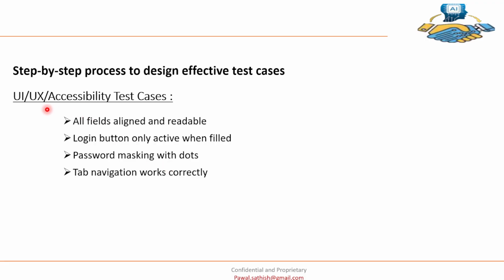Okay, then next we need to consider the testing type or test case type, that is usability or accessibility test cases. That is nothing but we need to check all the fields aligned and readable. Okay, login button only active when we enter the user ID and password. Okay, then password mask, the password should not be visible when user is entering the password. Okay, it should be masked or encrypted. Then all tab navigation works correctly. Okay, so this is a part of the usability or accessibility.